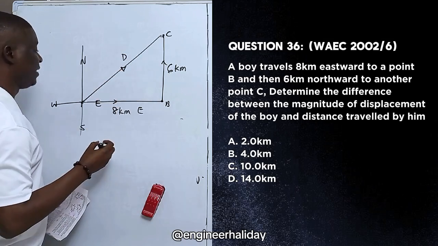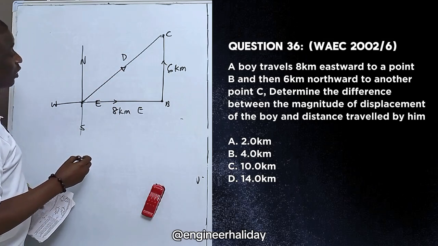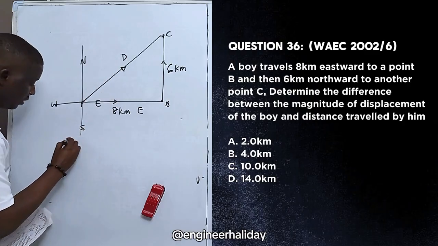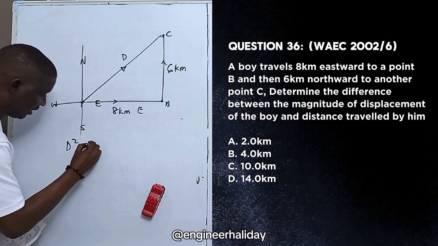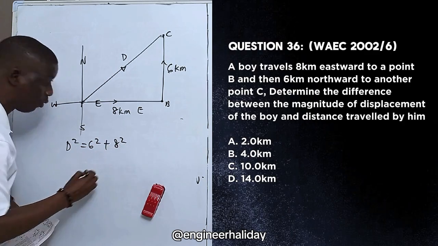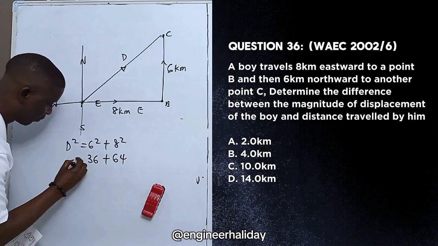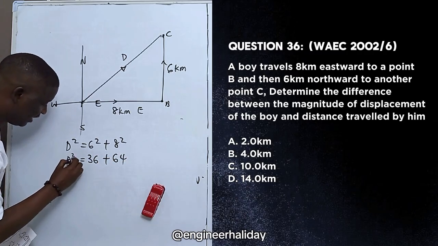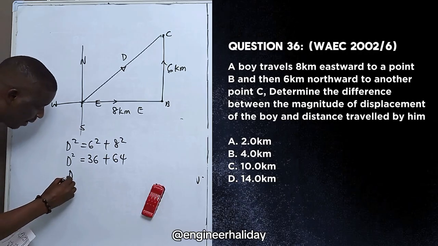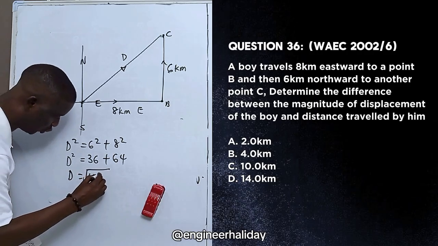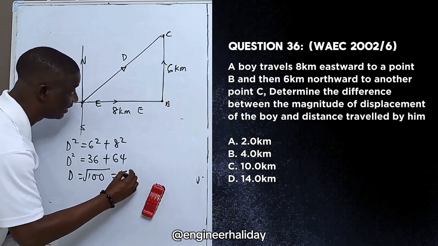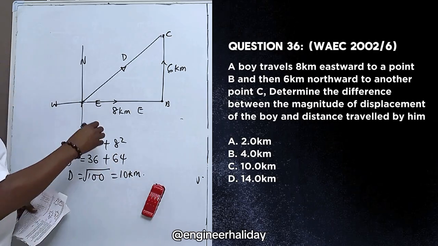So how do we get the displacement now? So you take what? D square equal to what? C square plus what? 8 square. We play with it. This one will give us what? 36 plus what? 64 equal to what? D square. This one will now be what? D equal to what? Square root of 100, which is equal to 10 what? Kilometer.